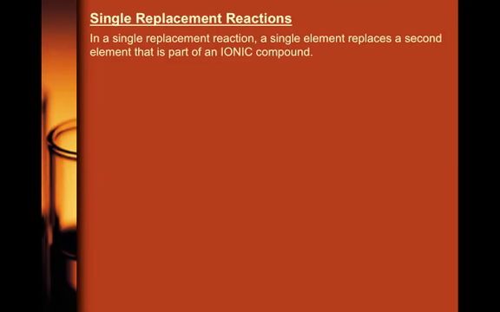In this reaction, an element that is by itself is going to replace some other element that's part of an ionic compound. And so our generic equation would be something like this: A plus BC. So here is your element right here, A. The element A is going to react with some compound, BC, and this compound here is an ionic compound. That's important to understand, that we have an ionic compound there.